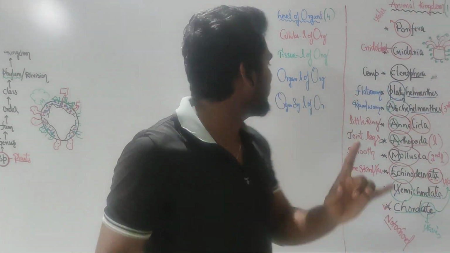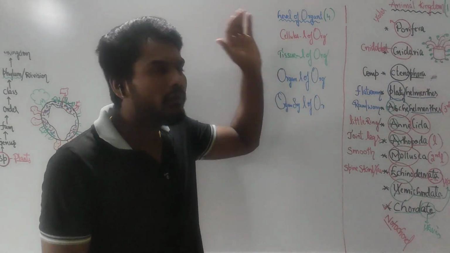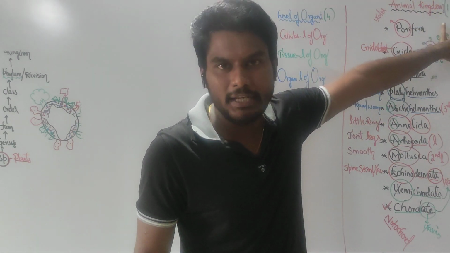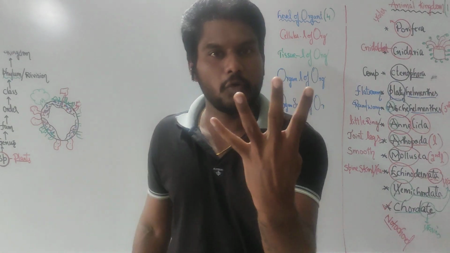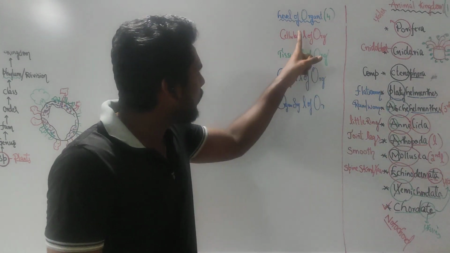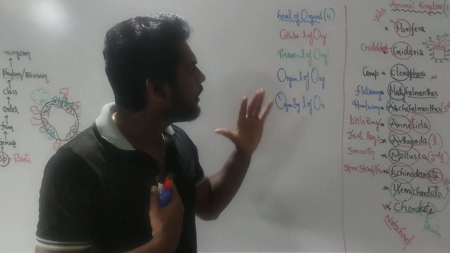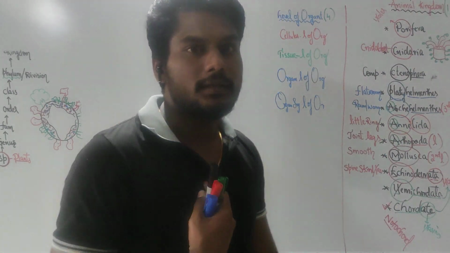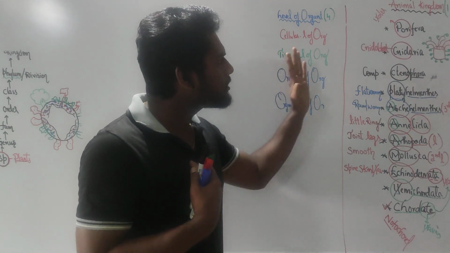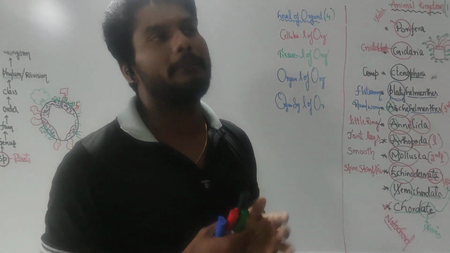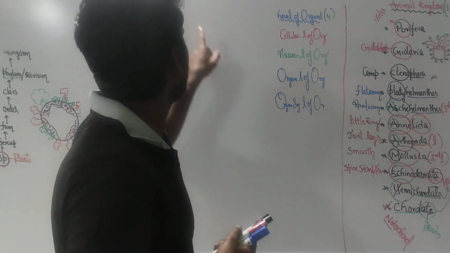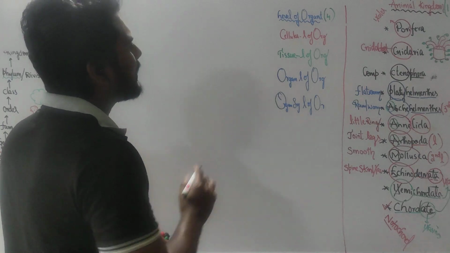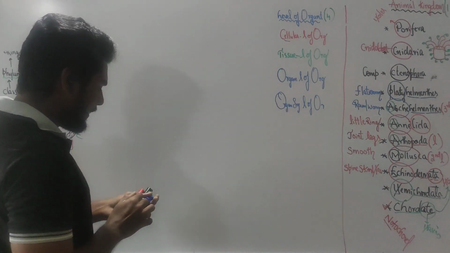What is the higher level of organization? Organ system level. Which one is the lower level? Cellular level. Total number of phyla, how many? 11. Total number of levels, how many? 4. So these 4 levels we have to distribute among the 11 phyla. How can they be distributed? Here there is a clue to remember. First, what is the level? Cellular level.